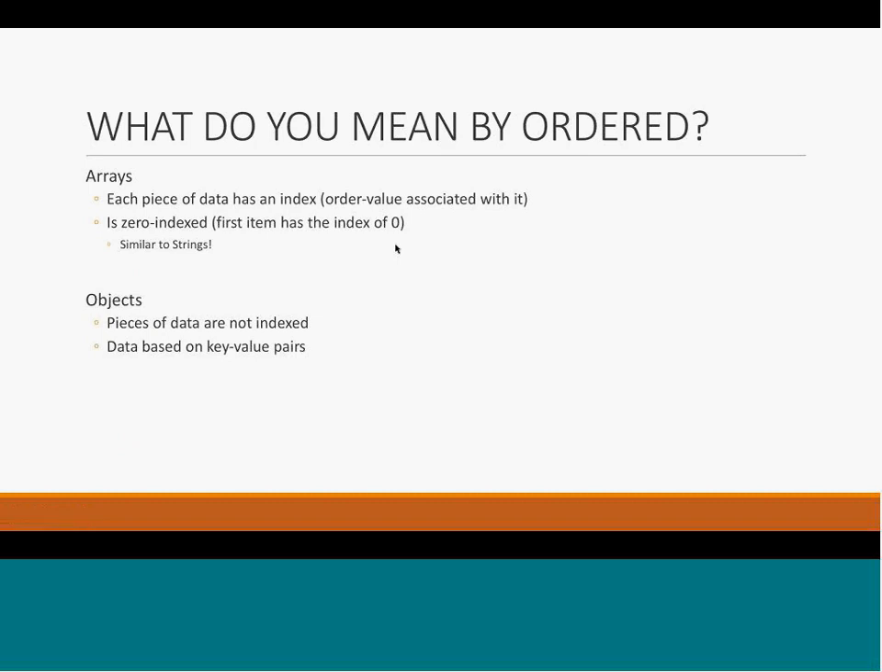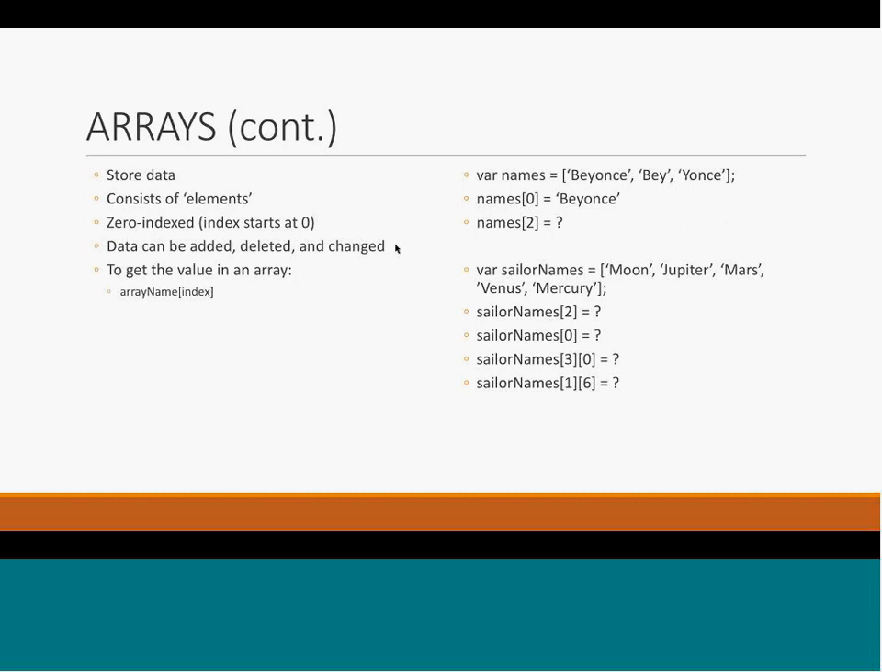And objects. What do you mean by ordered? Right, so arrays, similar to strings, are zero indexed. Each piece of data has an index, essentially a value, and it is zero indexed. It's the same thing we did with strings. So the first element in an array has an index of 0, the second element 1, the third one 2. Objects are indexed, but without using an order value. They are based on their key-value pairs. So the key, remember, was the first string, then a colon, then the value after it.